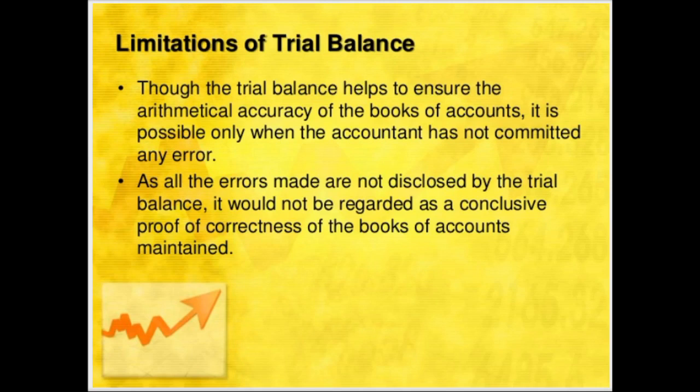Next is, as all the errors made are not disclosed by the trial balance, it would not be regarded as a conclusive proof of correctness of the books of accounts maintained. So there are various errors, various faults which may occur and which can't be disclosed by the use of trial balance. So we can't consider trial balance as the perfect method for detection of error.